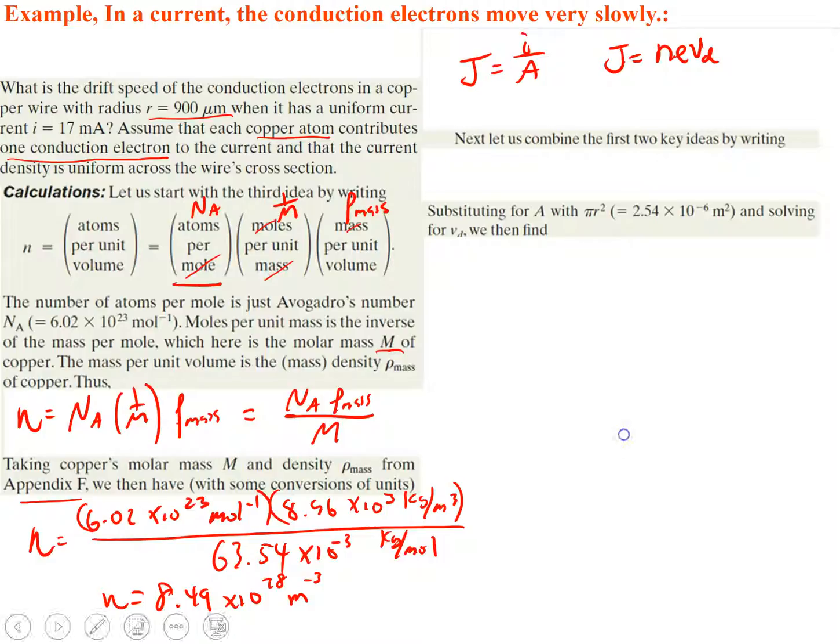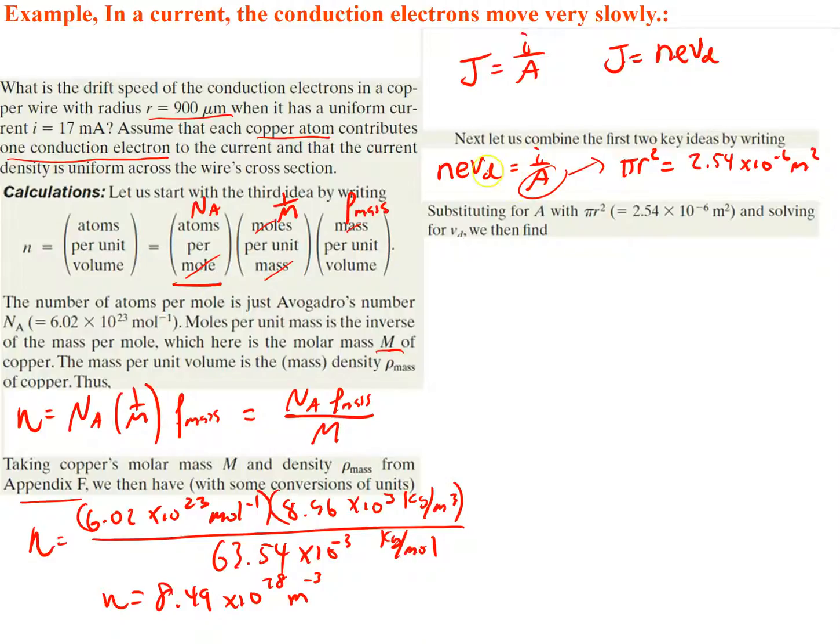I'm just going to plug this into the equation. So when we combine this all together, you get n, which we just found, times the charge of an electron, or a proton, times the drift velocity, is equal to our current divided by A. And this A is just the cross-sectional area of a cylindrical wire, so that's pi r squared. Putting in the radius they gave us, which was 900 micrometers, you have 2.54 times 10 to the negative 6 meters squared.